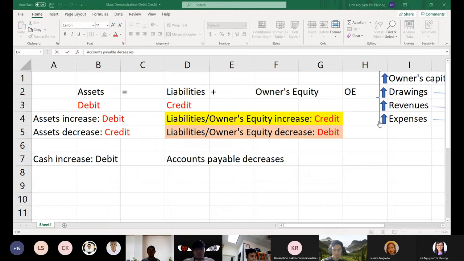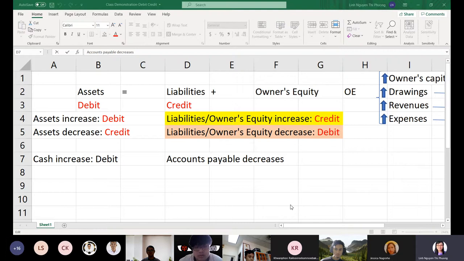Okay, when accounts payable decreases, do we debit or credit? Debit, okay. Who says that it's credit? Raise your hand. Who says it's credit? Raise your hand. Okay, all right now. Sophia, Jessica, Paula, we... Oh no, no one. How about those who didn't raise your hand just now?